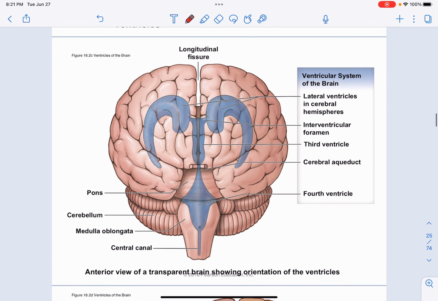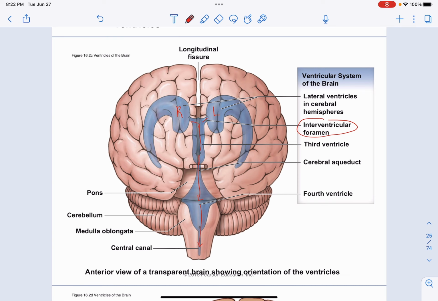All right, this is an anterior view, so we are looking head on at the brain. So this is the right ventricle and this is the left ventricle. And you can see the foramen that's going to connect the two. All right, so that foramen connects the two, which leads down to the third ventricle. There's a narrow passageway that leads down to the fourth ventricle. The fourth ventricle then leads down to the central canal, and that's going to go into the spinal cord.